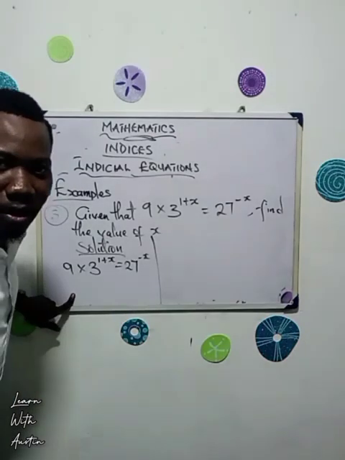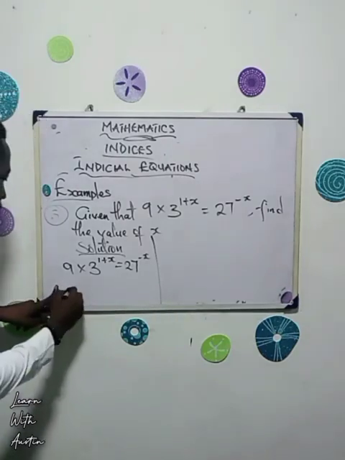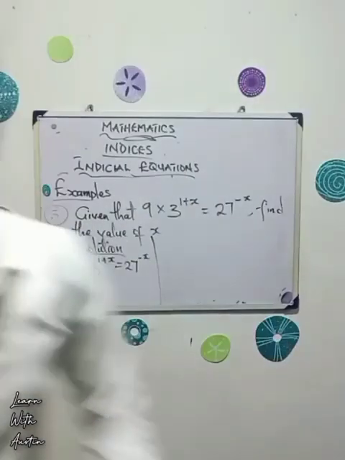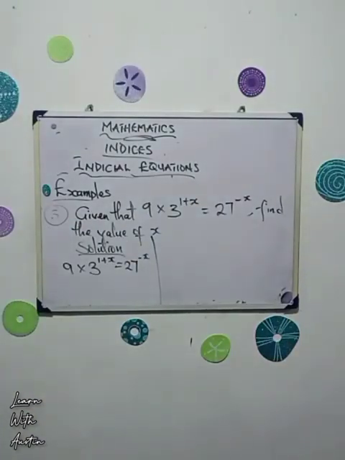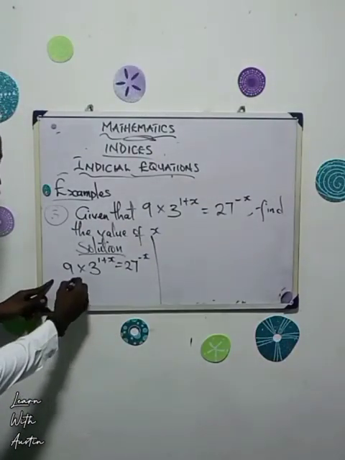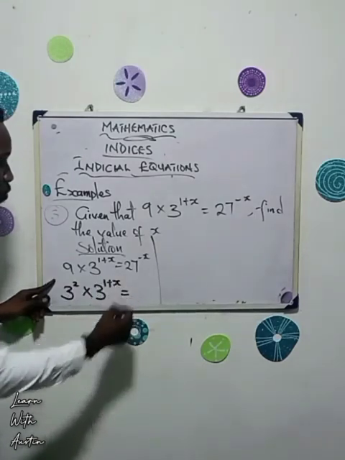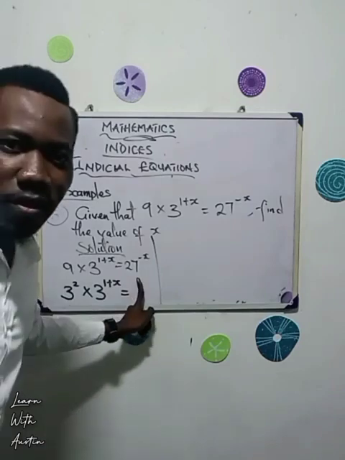3 raised to the power of 2 will give us 9. So we have 3 raised to the power of 2 times 3 raised to the power of 1 plus x equals 27.